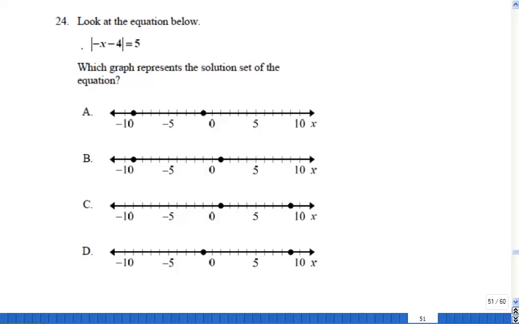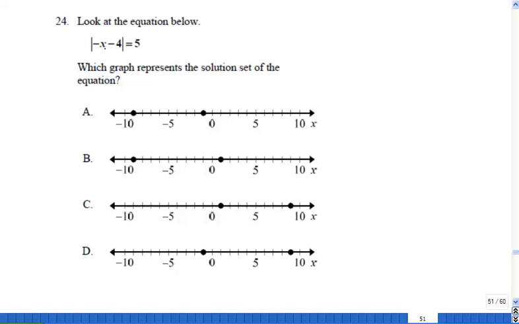When you have an equation with an absolute value, remember you should have two solutions. Looking at each one of them, every one of them has two solutions, right? Two dots. And obviously they're closed dots, closed circles, whichever way you want to call them, because this is an equation.